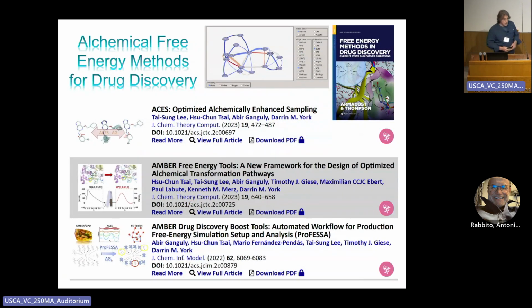All right, so today I'm going to talk about optimized alchemical transformation pathways and how that segues into some enhanced sampling techniques that we're doing.